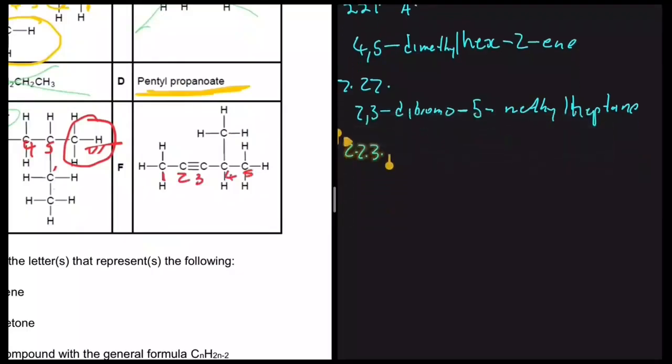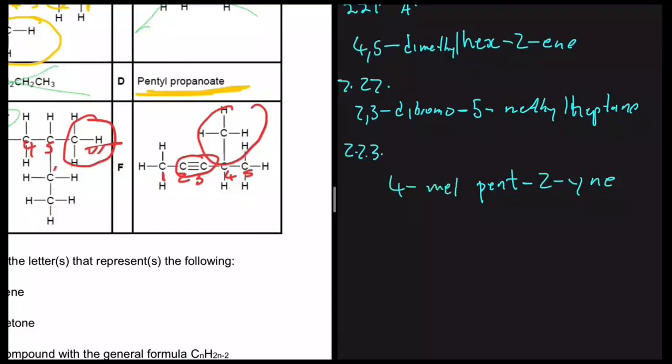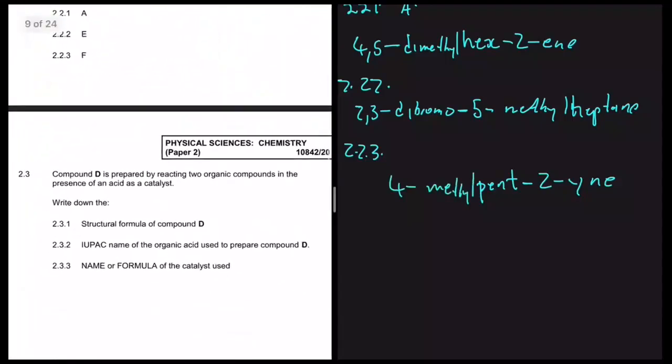So now it's easy to see that we'll have pent, right? And then now let's look for the position of the functional group on the second carbon. So we're going to have pent-2-yne. Now we can look at the branches and so on. We have a branch on the fourth carbon. So we're going to have 4-methyl.